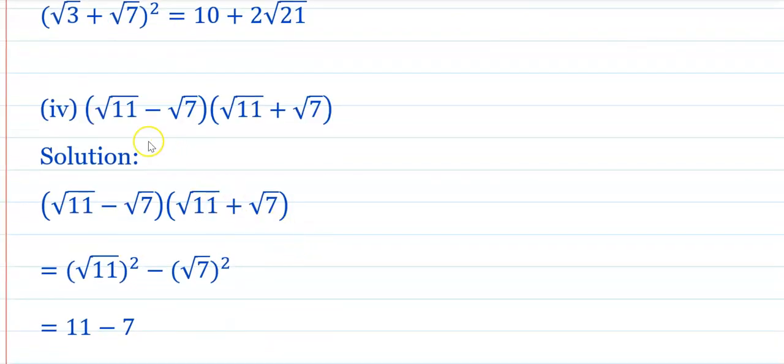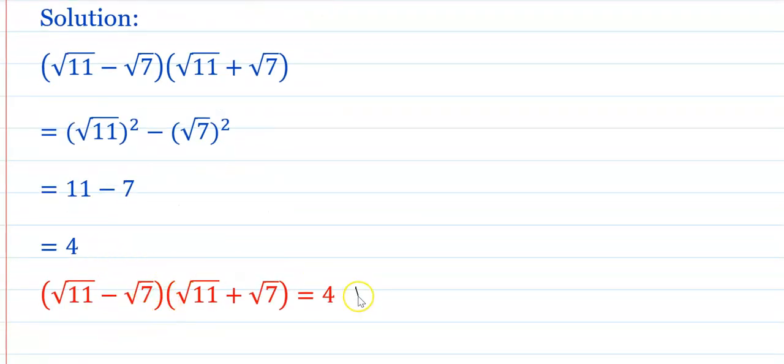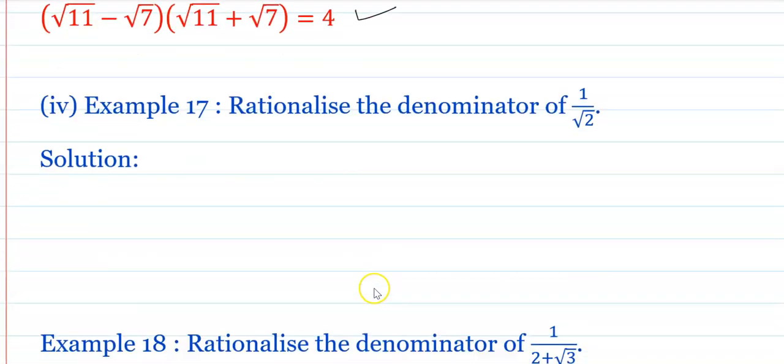Now the next again a minus b into a plus b, a square minus b square, that is root of 11 square minus root of 7 square. 11 minus 7, you will get 4, and this is the answer. Now the next, rationalize the denominator. Okay, now what is the term here?